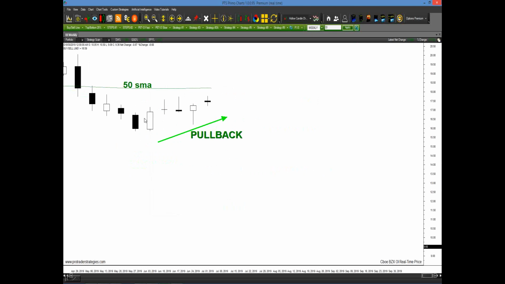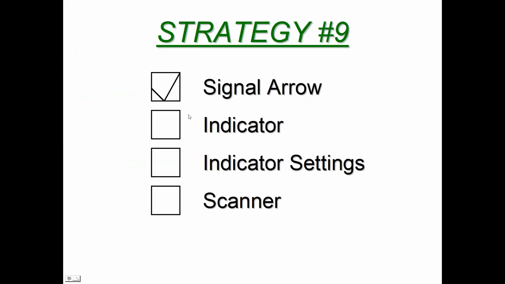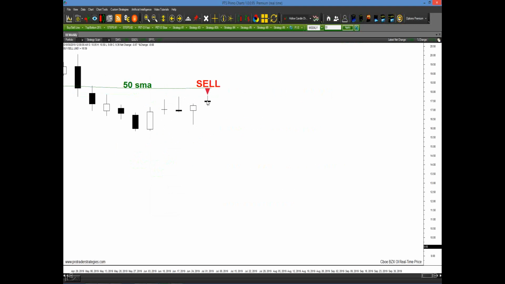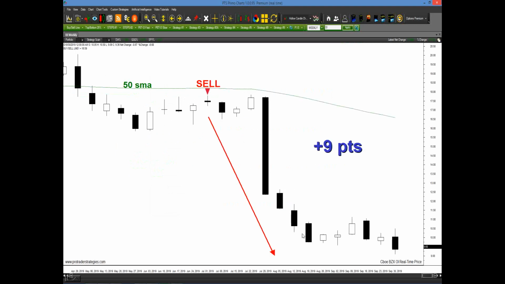Let's see how well these bullish engulfing patterns worked. Well, we apply strategy number 9, and we see here that we have a sell right here. So how can this be the beginning of an uptrend when the stock fell 9 points? What happened to the bullish engulfing pattern? What happened to the support? What happened to the indicators telling you that this was going higher? Do you see how powerful the 50-period moving average line is? You can start using that right now.